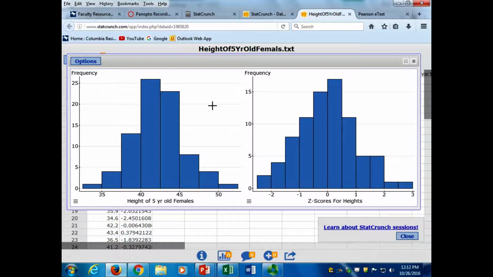How are they different, though? What's that? Yeah, there's something about the way they split up. For some reason, StatCrunch decided to split up their bins differently. That's just the computer automatically generating those. It has to do with the range, but what else?